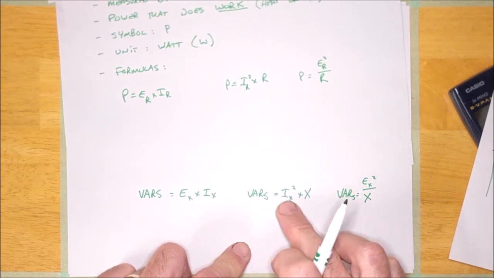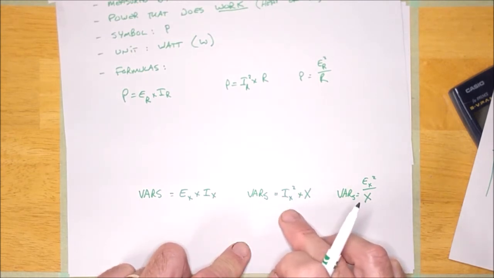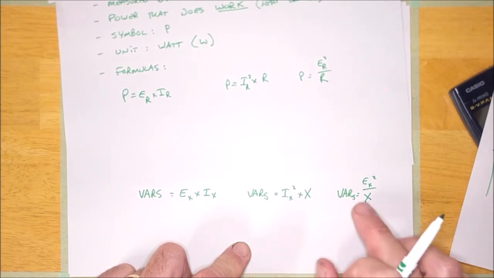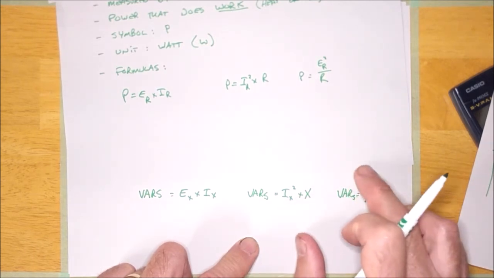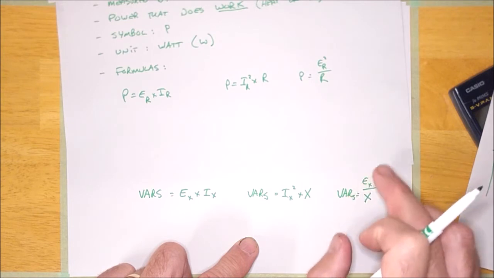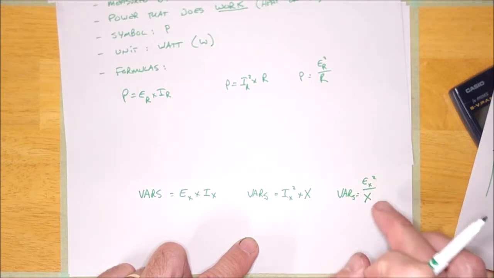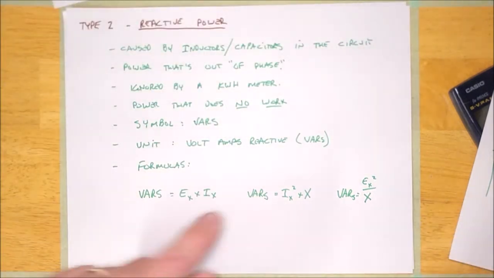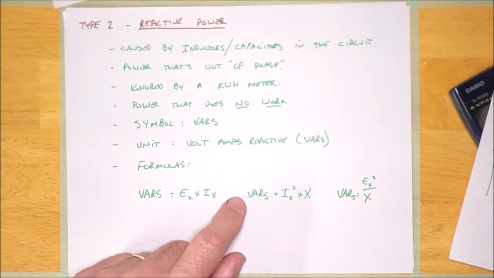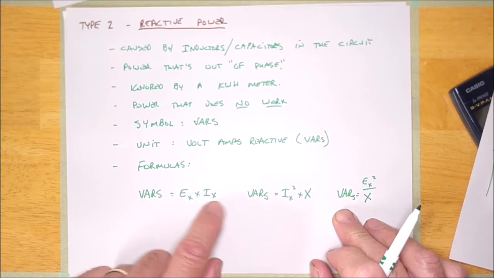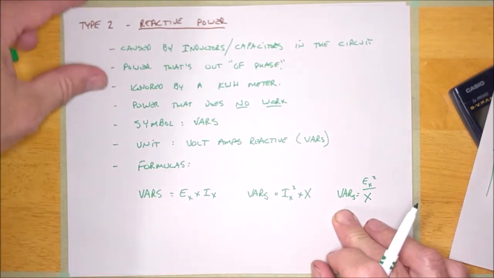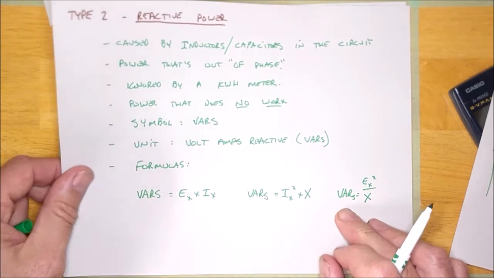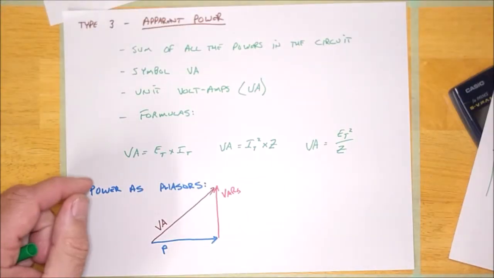Same with this one, I squared R. Now it's I squared X, or E squared over X, where X is XC, XL, whatever it is. So these work for inductors and for capacitors, which is why it just says X and not XL and XC and all that stuff. All right, guys? So that is reactive power. Hopefully this looks familiar to you.